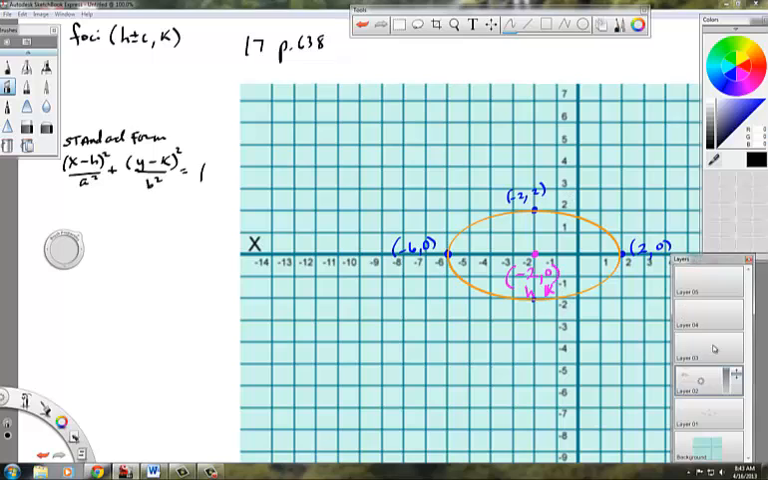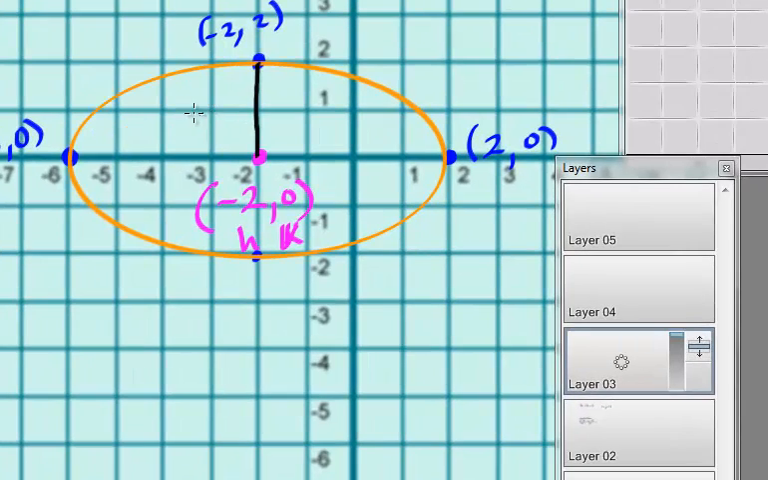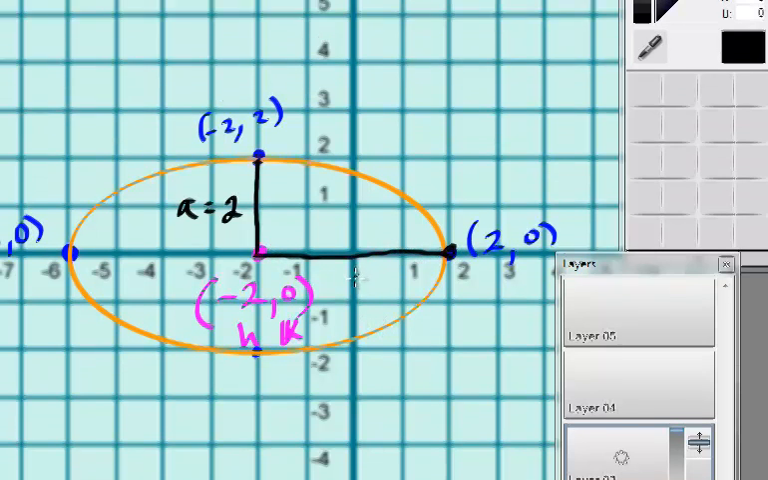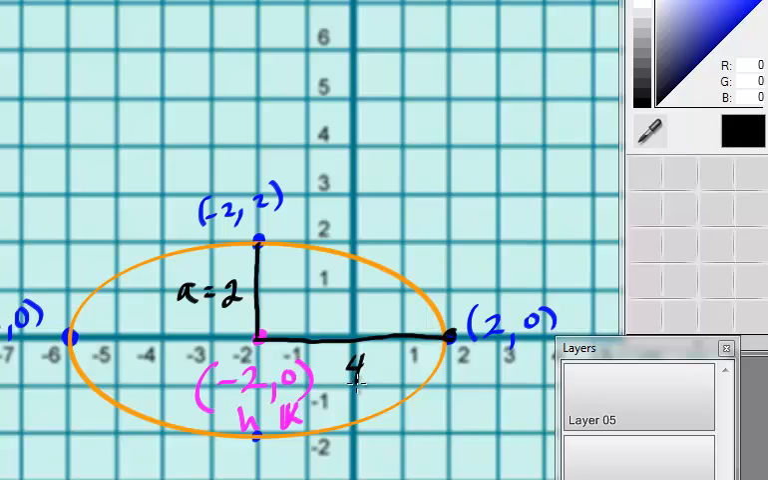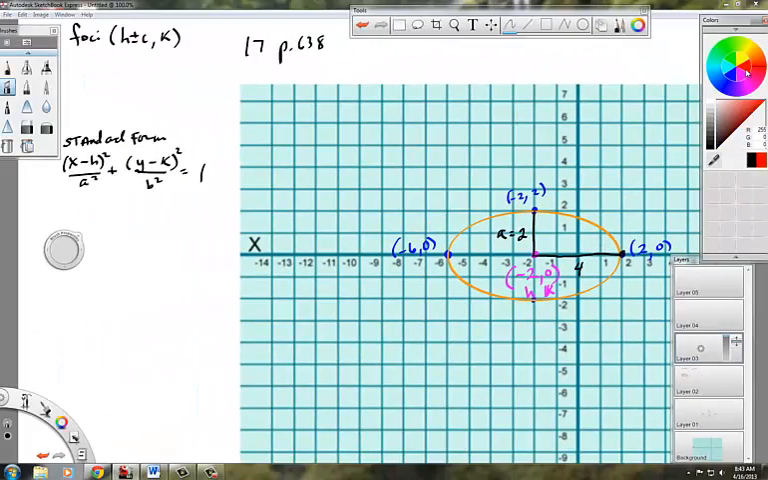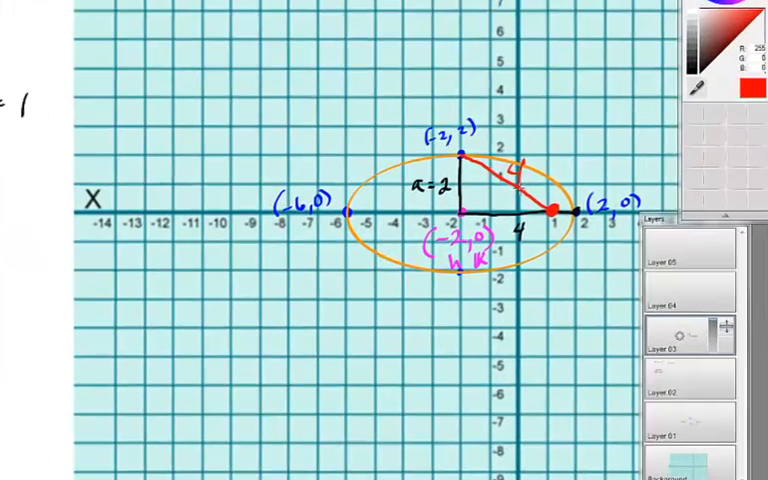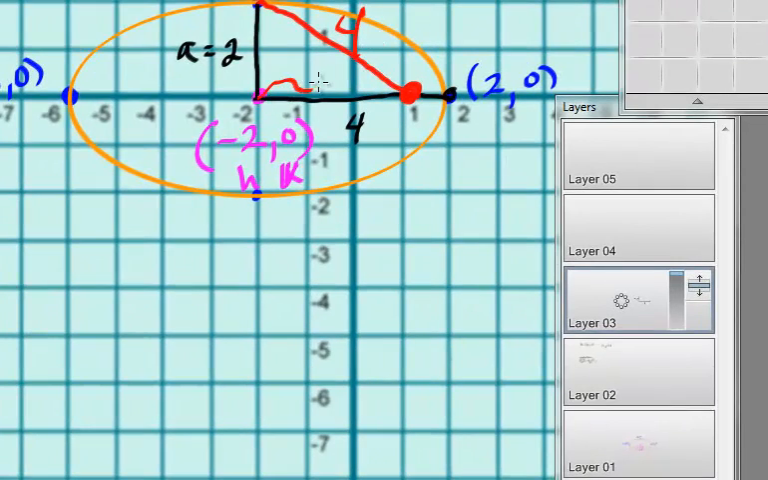When you do this problem, you have got to realize that this right here, which is called A, I'm going to erase all this in a second, that's 2 units long. From here all the way over to the vertex here is going to be, count them up, 4 units long, which means that this focus point, which could be right in here somewhere, the distance here is also equal to 4. You have to find this little distance from the center to the focus, which we call C.